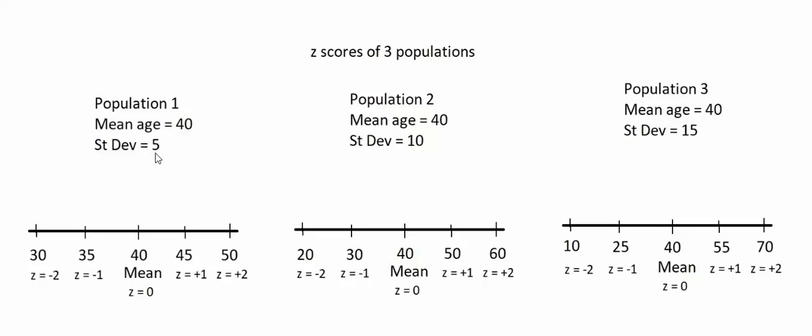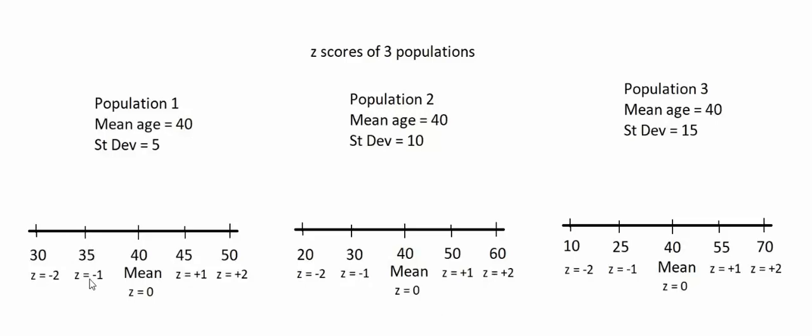If you start at the mean and go down by 5, by the standard deviation, you get to a person with a z-score of -1. So in this population, a 35-year-old would have a z-score of -1. And if you start at 45 and you go up by 5 again, you'll see that a 50-year-old has a z-score of +2, and a 30-year-old in this population has a z-score of -2.